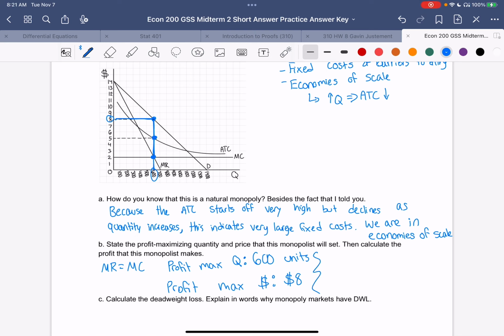So deadweight loss. So that is our deadweight loss. It's 1800. It's this area in here, that triangle. And the reason why there's deadweight loss, to explain in words, I think I already explained it, but I'll write it down, is monopolies charge a higher price and sell a lower quantity than socially optimal.